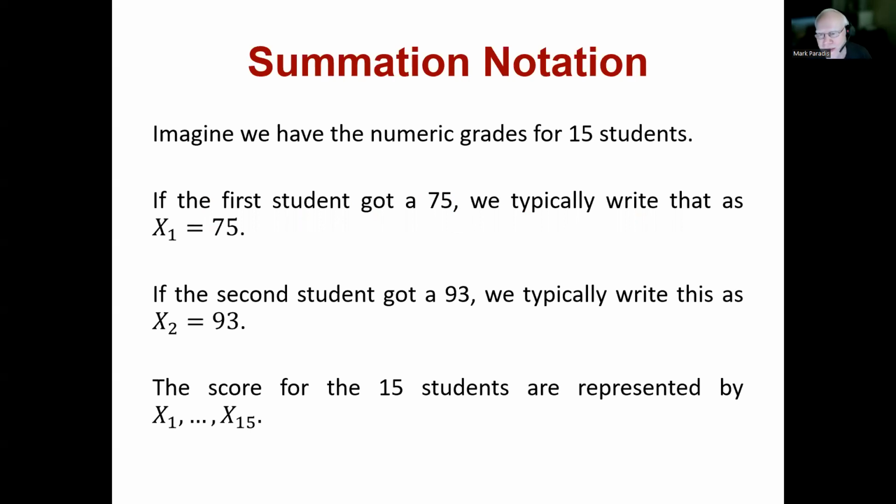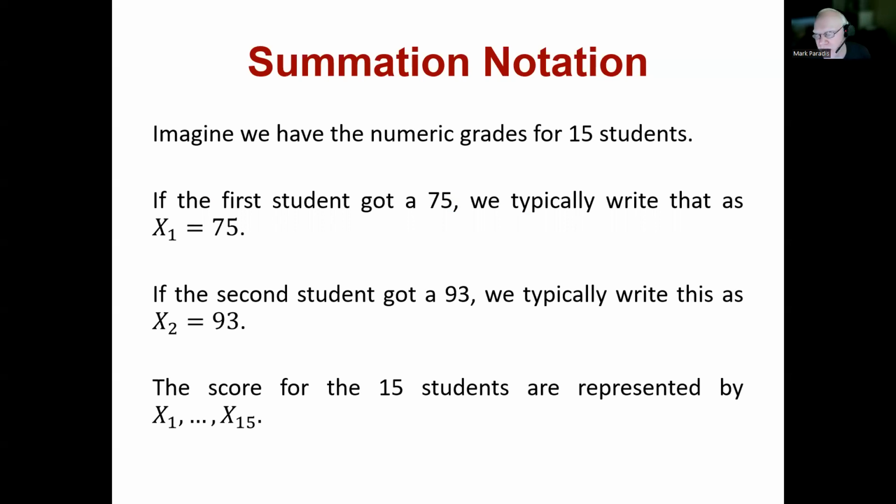So 15 students wrote a test and we've got their numeric grades. If the first student got a 75, we typically would write this as X sub 1, so subscript 1, is equal to 75. We're using X here as just noting an observation, a point of observation. So rather than putting a student's name or ID number, we're referring to each student as X.